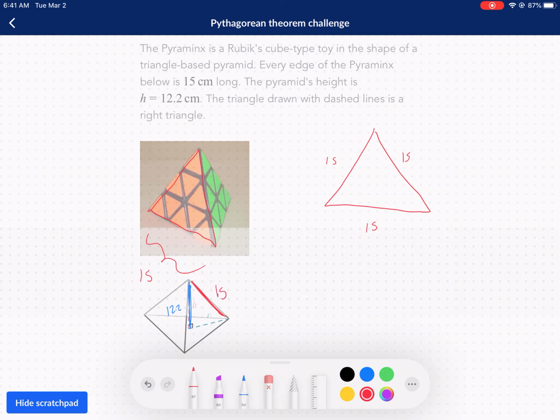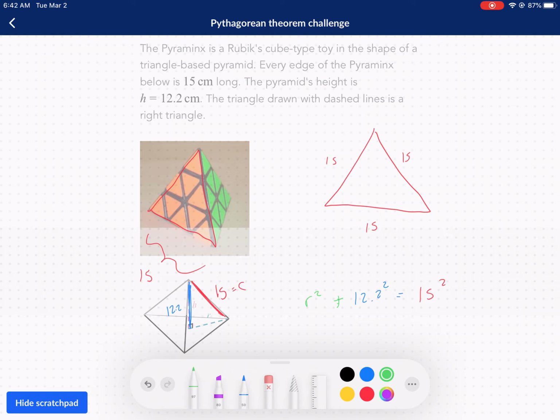So 12.2, I'm just double checking. Every edge of the pyramid is 15 centimeters. The pyramid's height is 12.2. The triangle shown with dashed lines is a right triangle. Okay, so I'm thinking there's more to it, but I don't think there is. This is going to be our C, that's our hypotenuse. 12.2 is a leg, and then we have R as its own leg. So we're going to do plus R squared. I think there's got to be more to it than that, though, right? I guess not. Okay, well, let's try it.